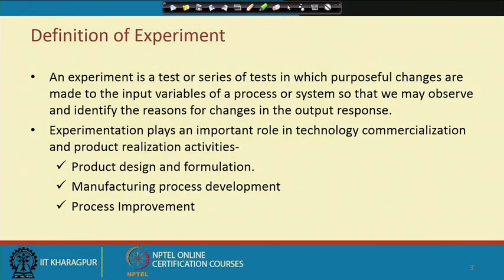So, given these examples, I want to read out the formal definition of experiment. An experiment is a test or series of tests in which purposeful changes are made to the input variables of a process or system, so that we may observe and identify the reasons for changes in the output response.